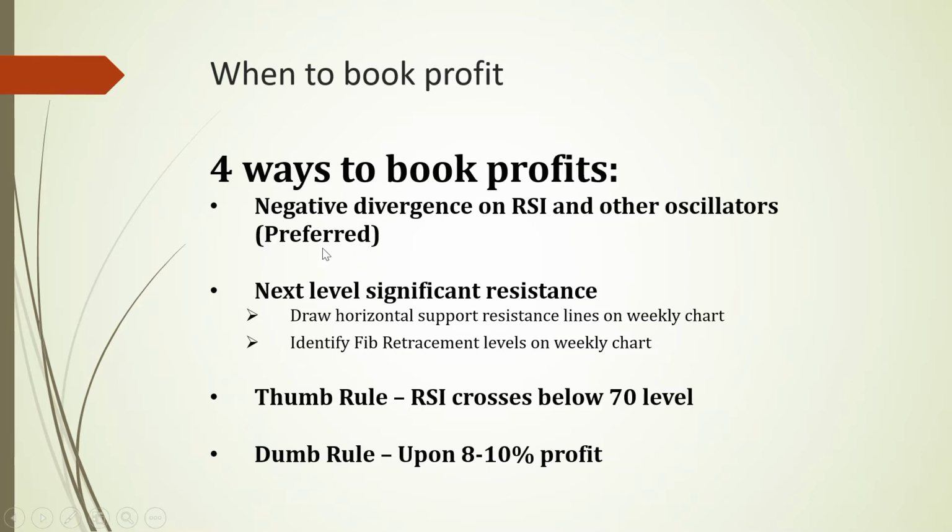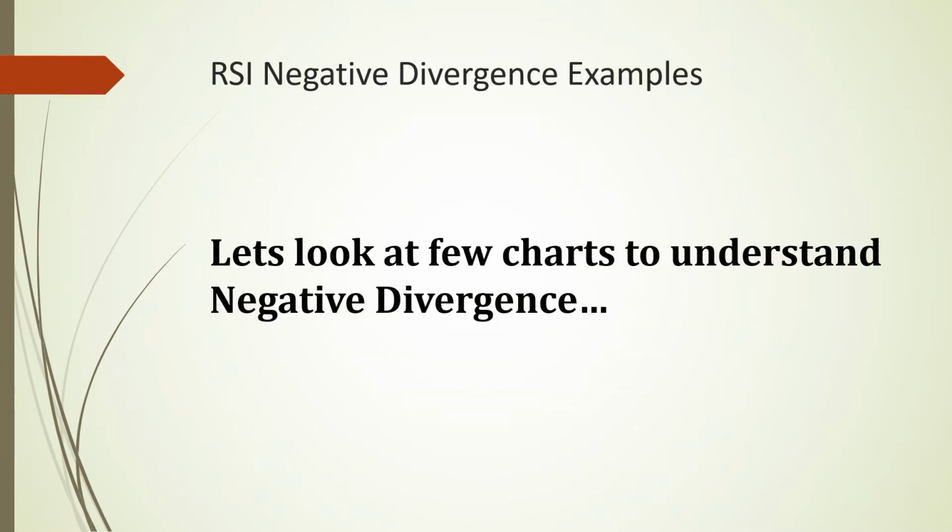Right now we are going to concentrate on our most preferred way to identify the time to exit, which we'll use here, and that is negative divergence, using indicators like RSI as the primary one, and you can use other oscillators as well. Let's take a few examples. Let's look at the charts and understand how to identify this demon called negative divergence, which many people have difficulty with. So let's shift to our charting tool now.